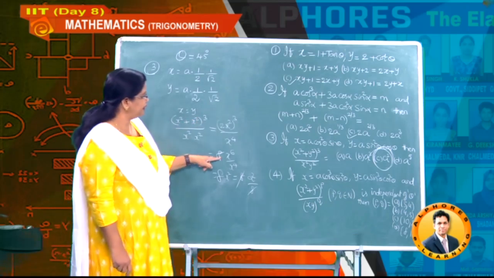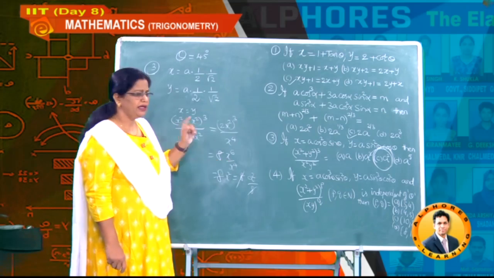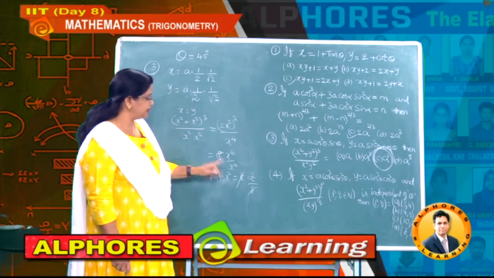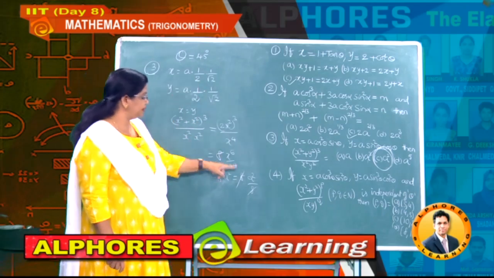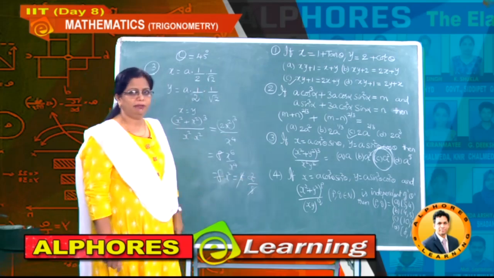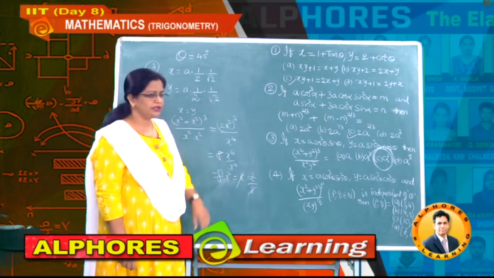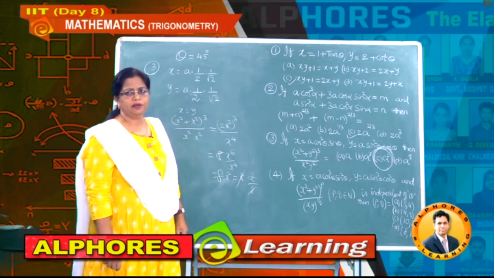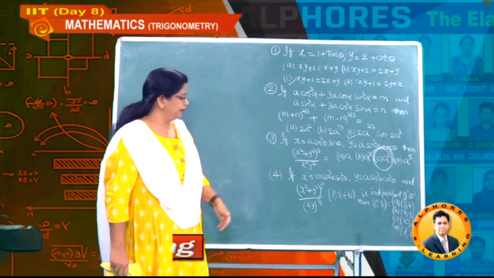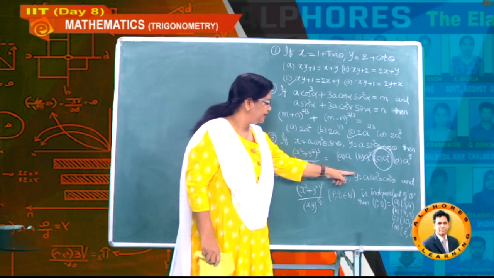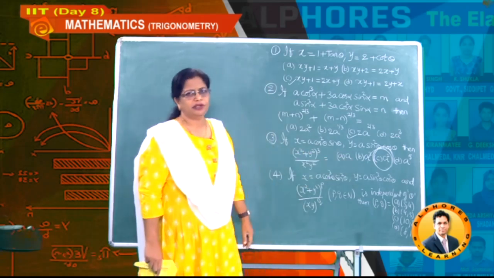So, you got 8 times x power 6 divided by x power 4. So, 8x square. Now, we substituted. So, 8 times a square divided by 8. Hence, what is the answer you got? A square. The last problem, the fourth one: x is a cos cube theta, sine square, a sine cube cos square.